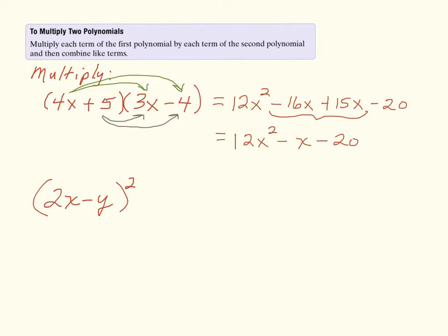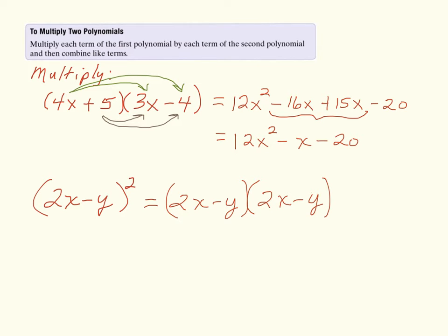Now with this next one, be very, very careful. This is what we call a binomial squared. We are squaring a binomial. But what it means is 2x minus y times itself, 2x minus y. I'm messing up all of my variables here. 2x minus y times itself. Be very, very, very careful.